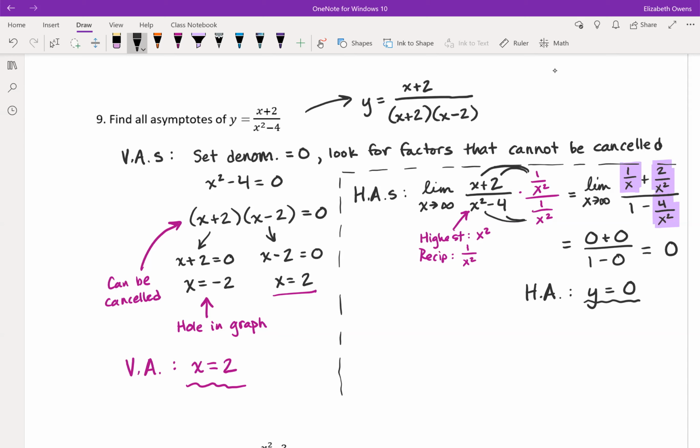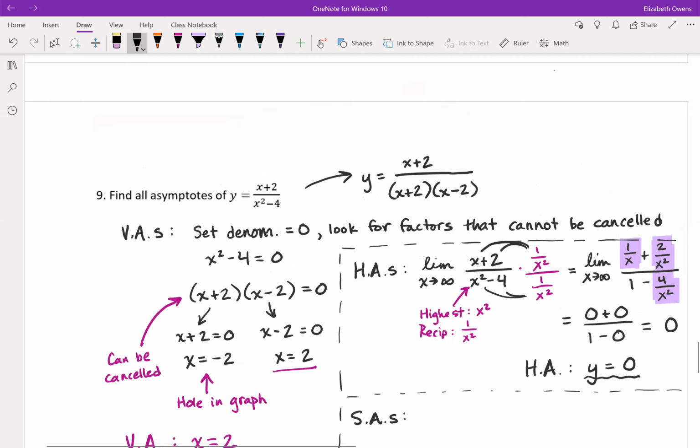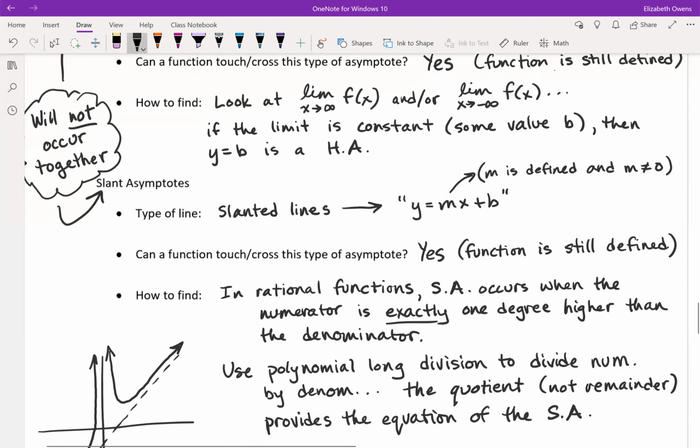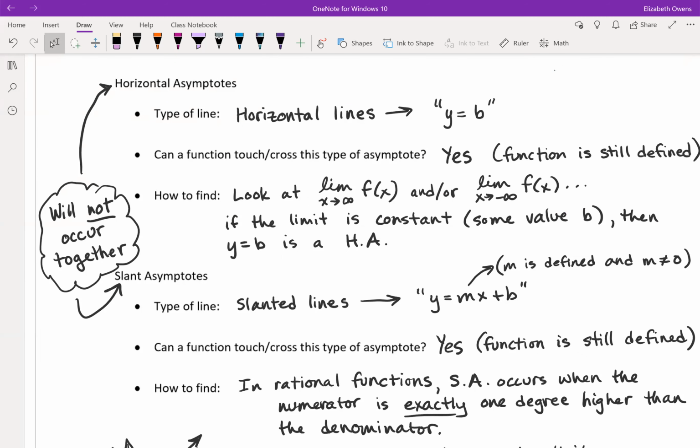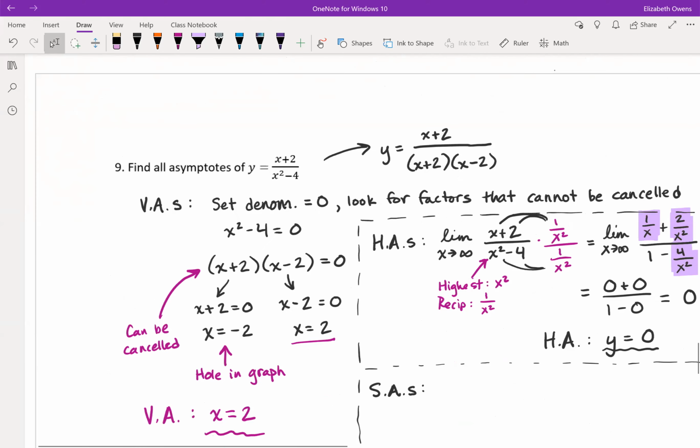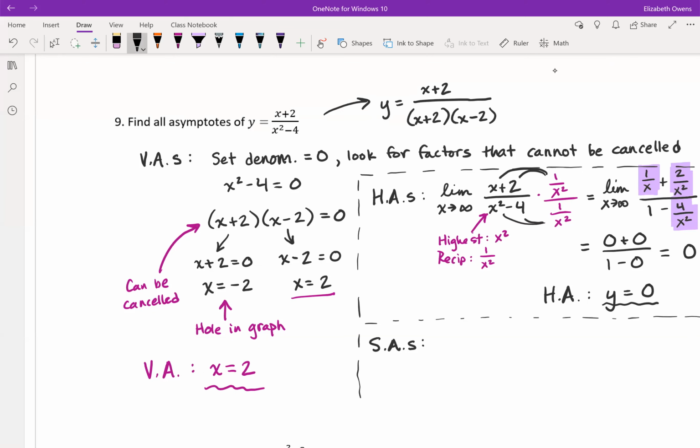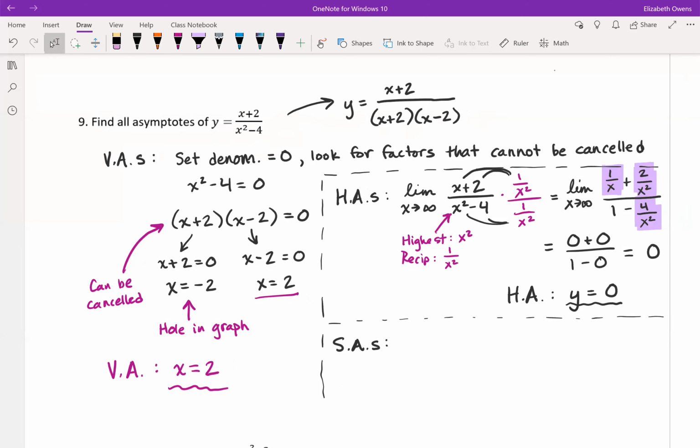All right, now we've got our vertical, we've got our horizontal. Slant asymptotes, and remember from our notes that a horizontal asymptote and a slant asymptote will not occur together. Okay, if we were going to have a slant asymptote, this infinite limit, or limit as x approaches infinity, could not be approaching a constant. So we are not going to have any of these because there is a horizontal asymptote.